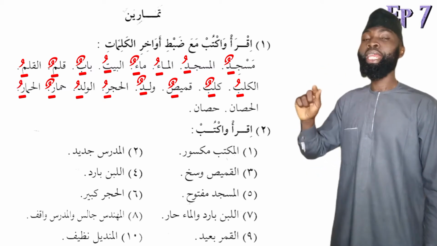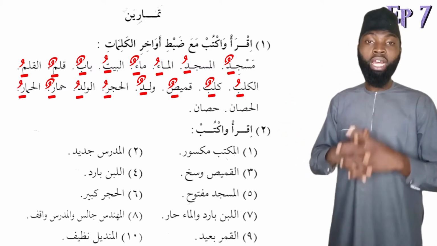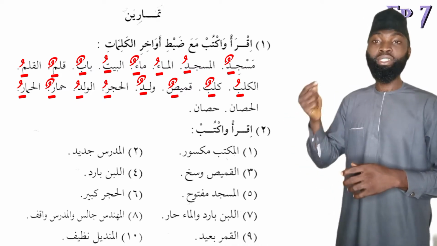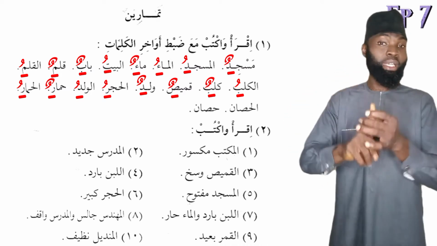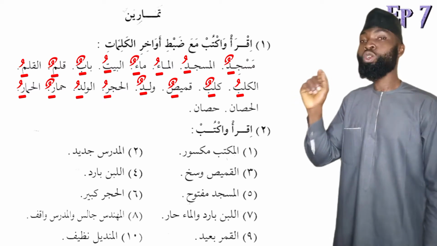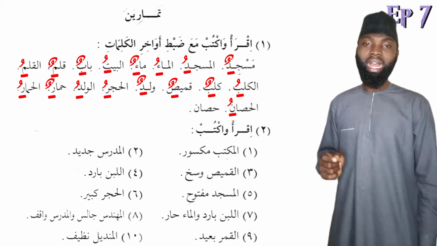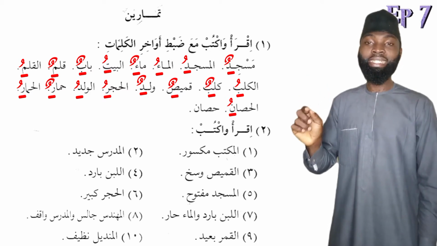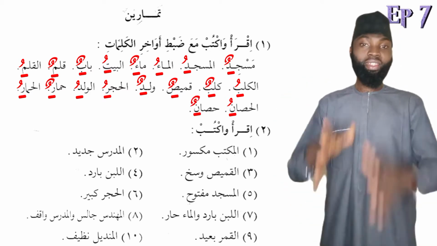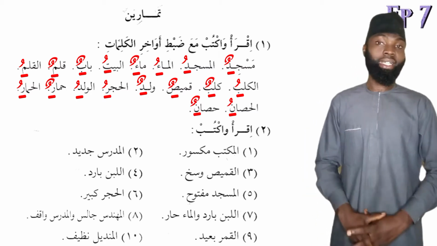Then al-himaru. Now that the article alif and lam is prefixed to this word, it will end with just a single dhamma, al-himaru. Mashallah. Then we have the same al-hisanu, al-hisanu. And lastly, hisanun. So that is the first part of this exercise, which is to read.